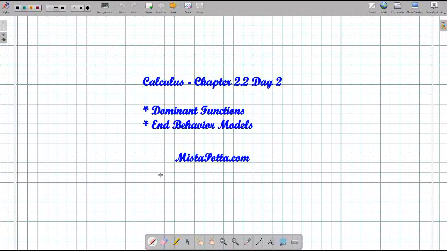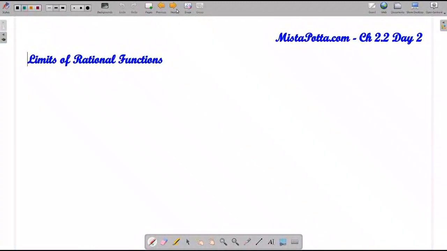Today we're going to be talking about dominant functions and also about end-behavior models. So let's go ahead and get started.